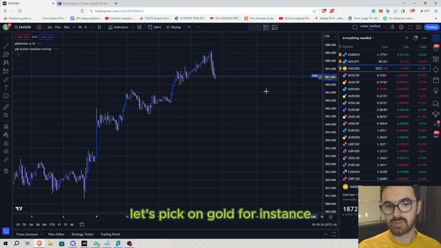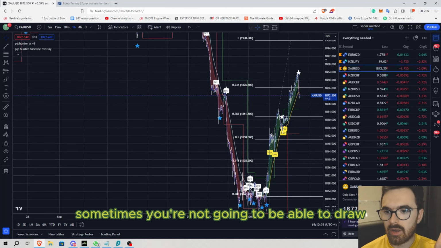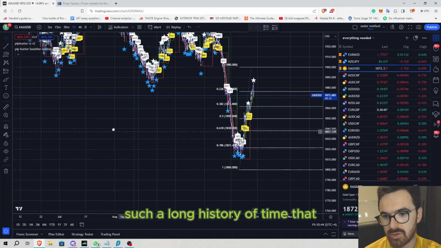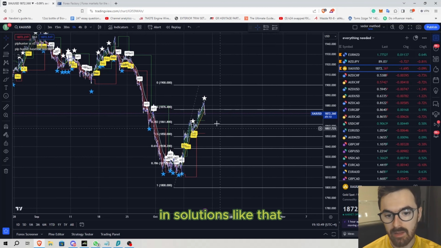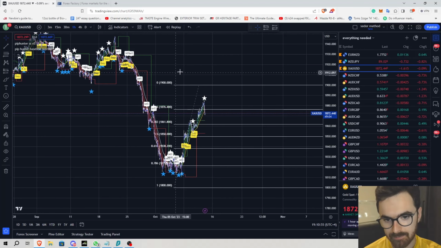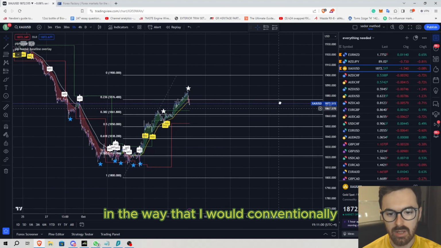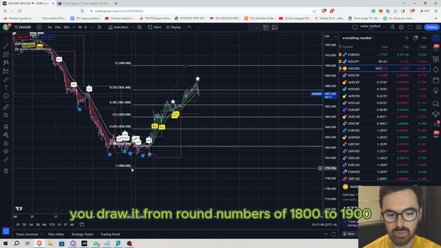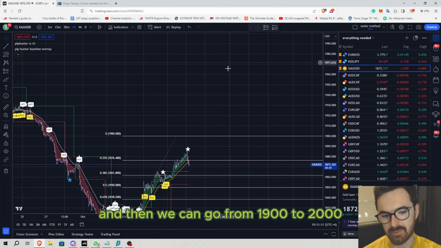Now, if we move on to something else, let's pick on gold, for instance. Sometimes you're not going to be able to draw levels because price hasn't been there in such a long history of time that you won't have the data for it. In solutions like that, we are going to use the Fibonacci retracement tool. Now, I'm going to draw this in the way that I would conventionally, which we call in Perfect Entry the magic fib. The way that this is drawn on gold would be you draw it from round numbers of 1800 to 1900, and then we can go from 1900 to 2000.